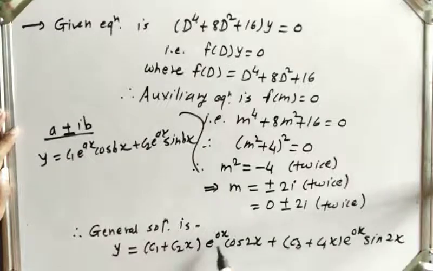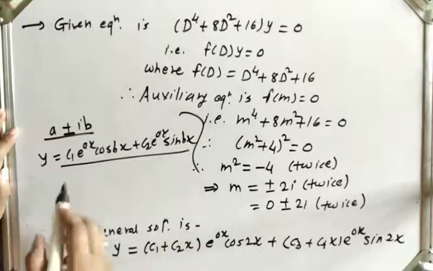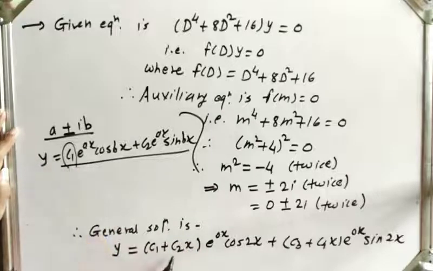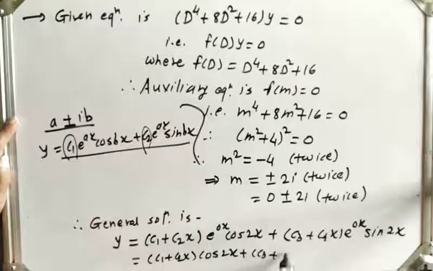Okay, now e raised to 0x, we use this formula, and since the root is repeated 2 times, we have taken here c1 plus c2x and here c3 plus c4x. And now we know that e raised to 0x is 1, therefore this is the same as (c1 plus c2x) cos 2x plus (c3 plus c4x) into sin 2x. Okay.